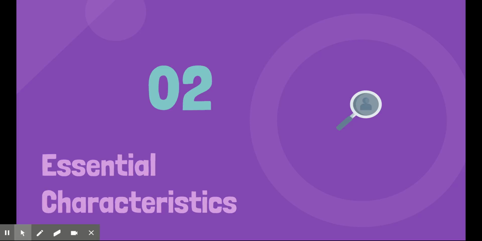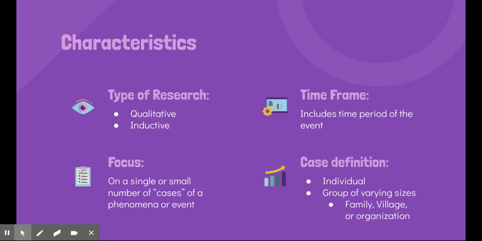And now looking more at the essential characteristics. The type of research is qualitative and inductive, so it takes a broader approach to start. There's no hypothesis. The time frame includes the time of the event, so it could be a long period of time, or over a period of time at different time points. So it's selecting the case study and finding the time frame around that event. The focus is on a single or small number of cases of a phenomenon or event.